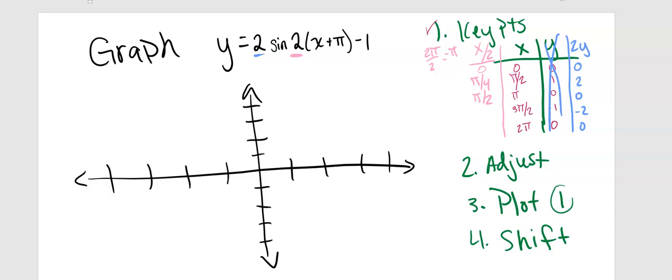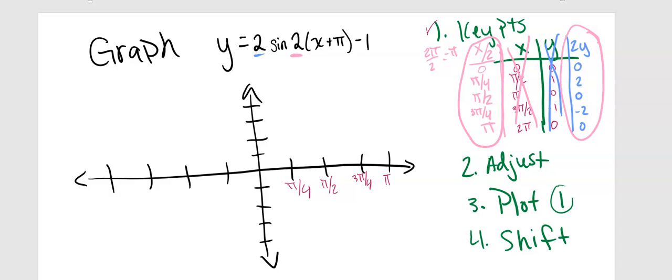3 pi halves will become 3 pi fourths. And this becomes pi. So what are we using then? We're using these new x values and these new y values. So I'm now going to plot those by making sure that I have all of this written down. 0, pi fourths, then pi halves, 3 pi fourths, and pi.